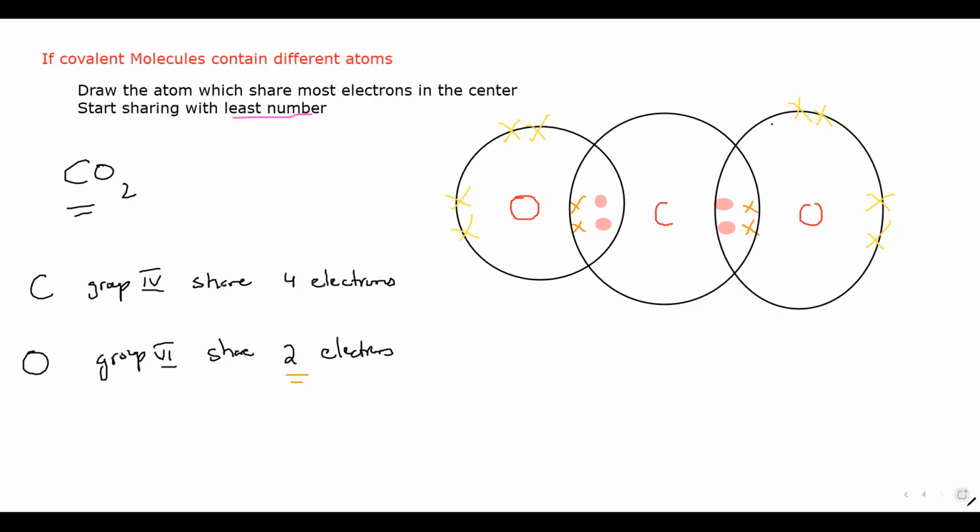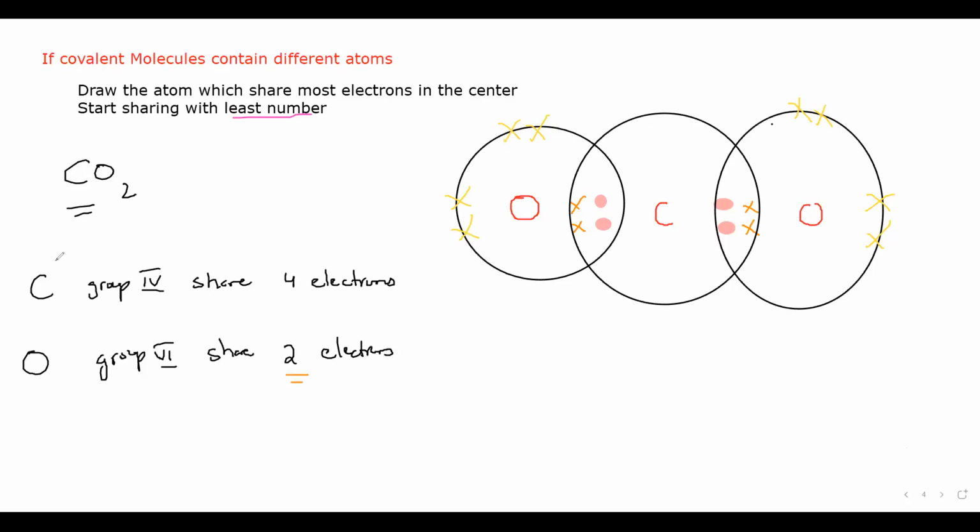Another example: if we want to draw the structure of CCl4... What if CO2 shares 3? No, it is fixed, Abdullah. It cannot change because carbon belongs to group 4. As it belongs to group 4, it will always share 4 electrons. And oxygen belongs to group 6, so it will always share 2 electrons. So this will always remain the structure of carbon dioxide in terms of covalent bonding. It won't change.